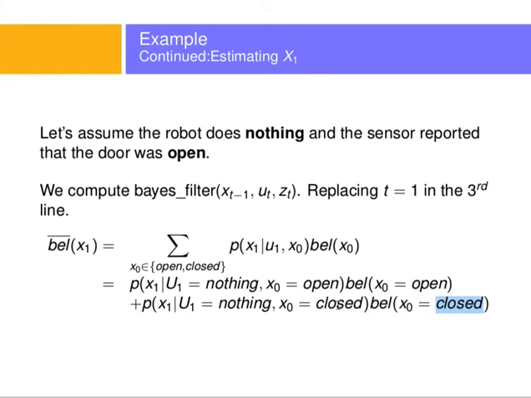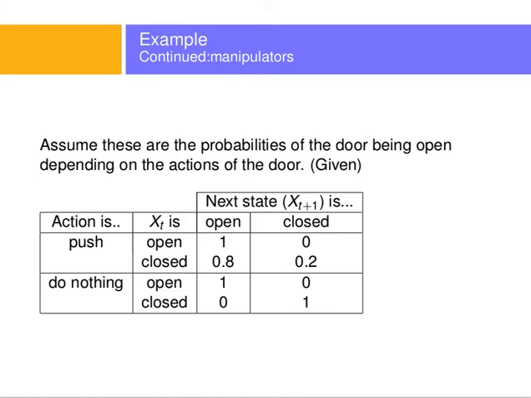I have everything I need here. I have the belief of the door was open. We believe half and half, a 50% chance that it was open at the beginning or closed, right? So that's going to be 0.5. And the probability of the next state, given that I did nothing and open, and nothing and closed, I have from this table.